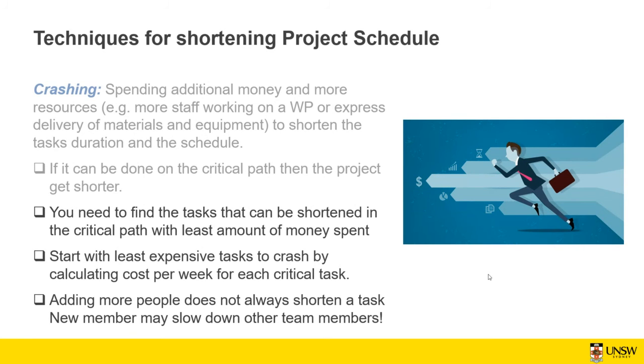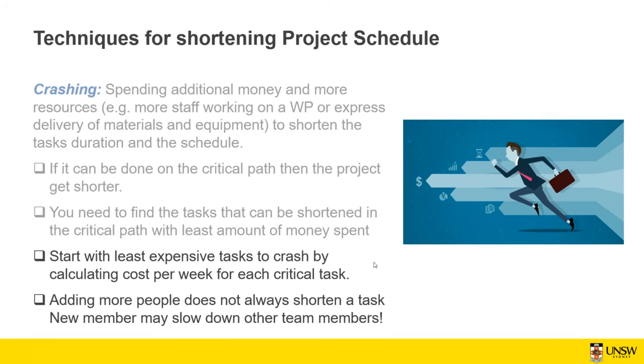Some tasks, if you want to crash them, need resources that are more expensive. Some tasks can be done quicker with less money. So for crashing, perhaps you choose the task with the least amount of money spent. You start with the least expensive task to crash by calculating cost per week for each critical task. First of all, you want to crash some task in the critical path. This is the way that you can shorten the project. But which task? You look at the cost for crashing of each task per week.